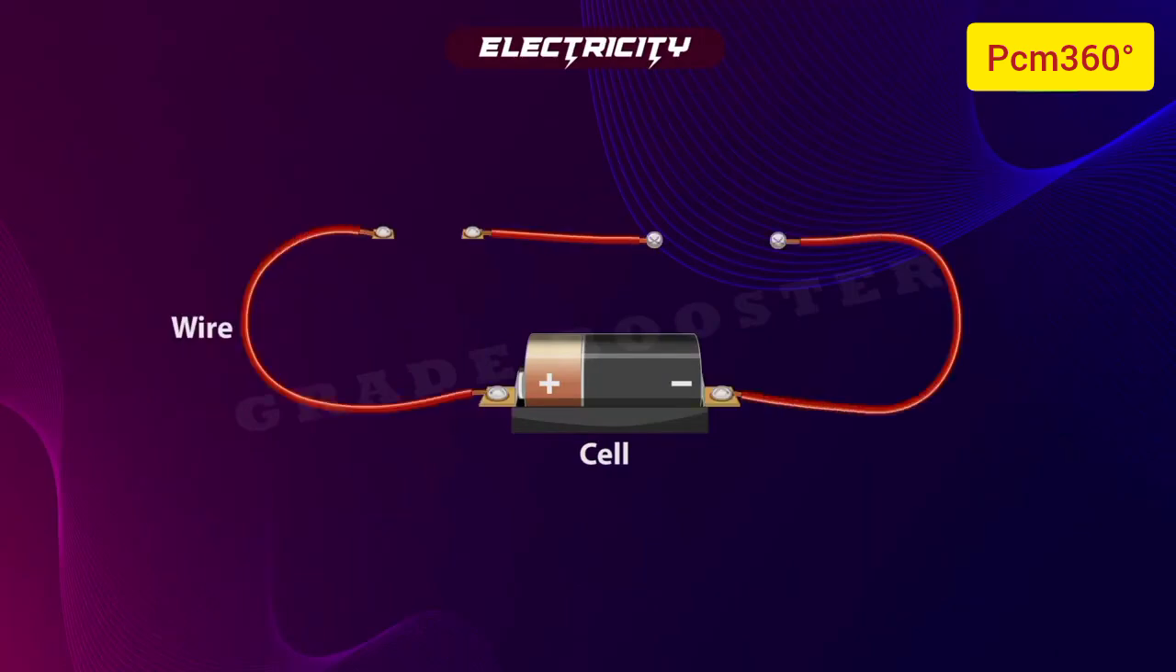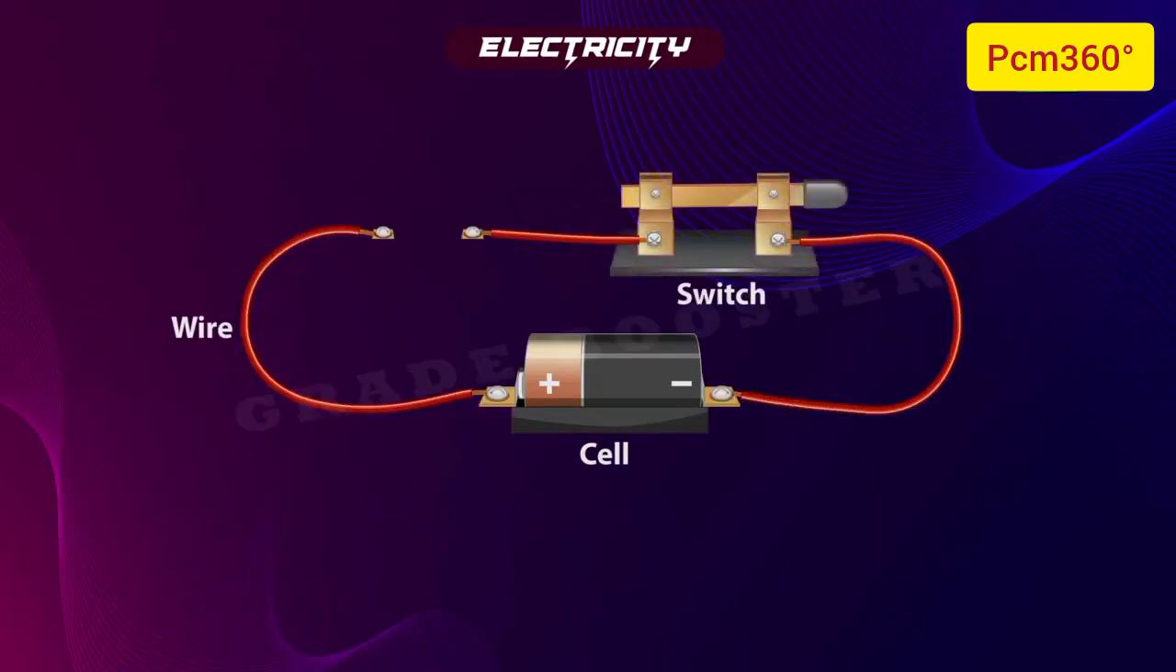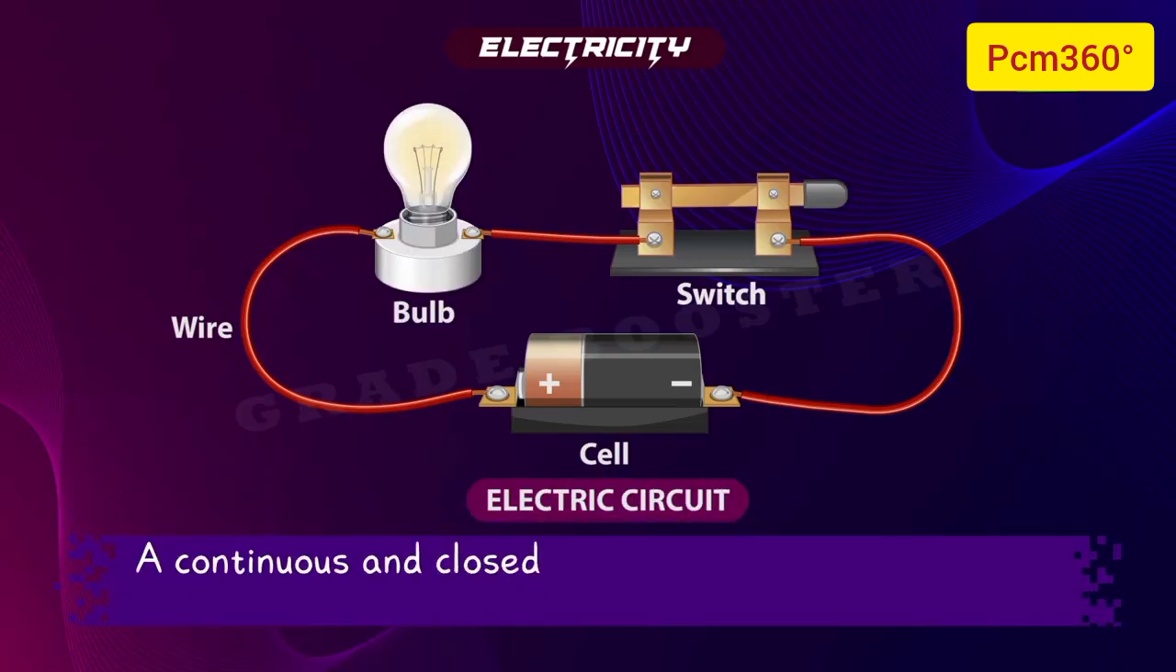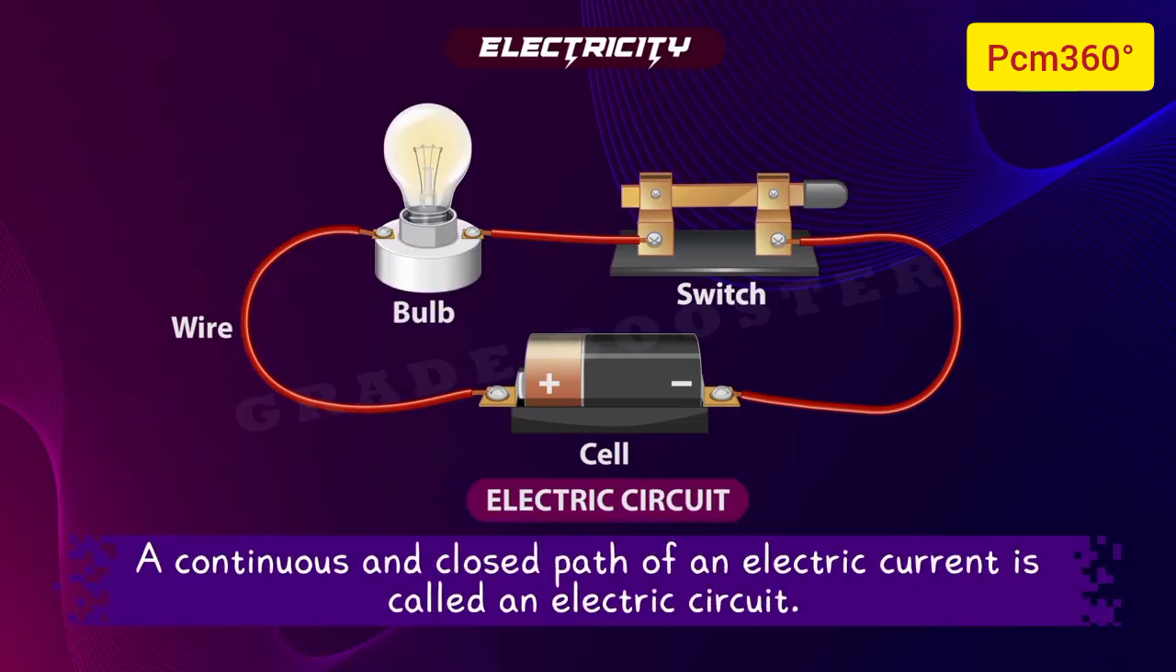This is an electric wire. This is a switch. And this is an electric bulb. This arrangement is called an electric circuit. A continuous and closed path of an electric current is called an electric circuit.